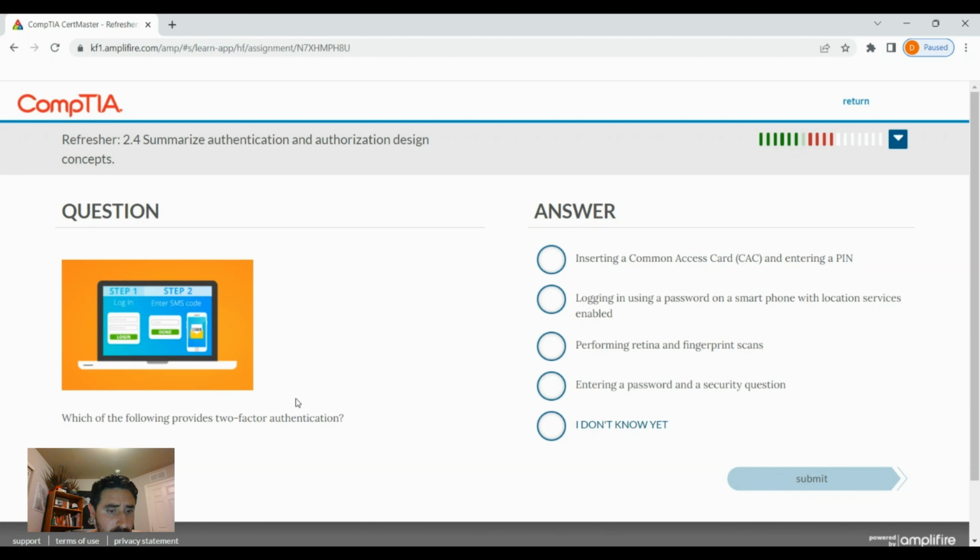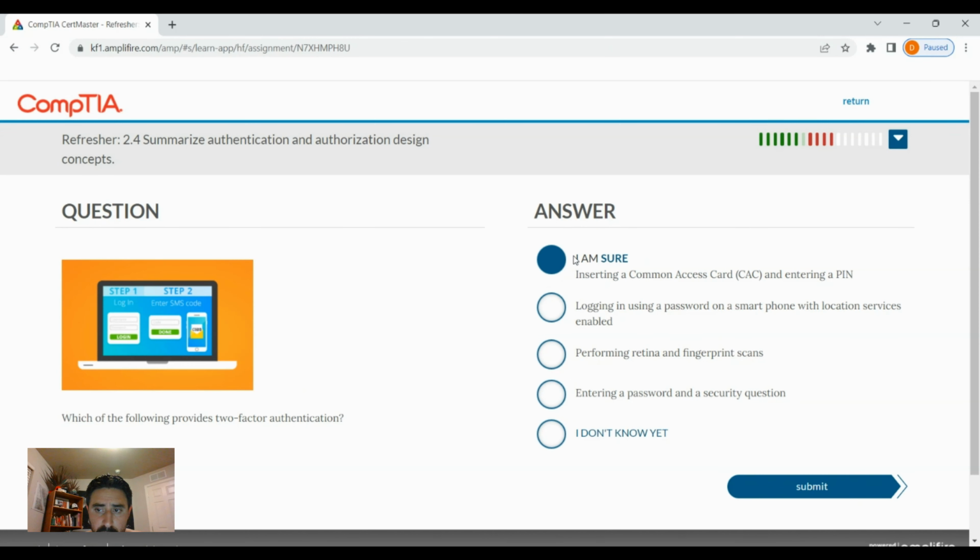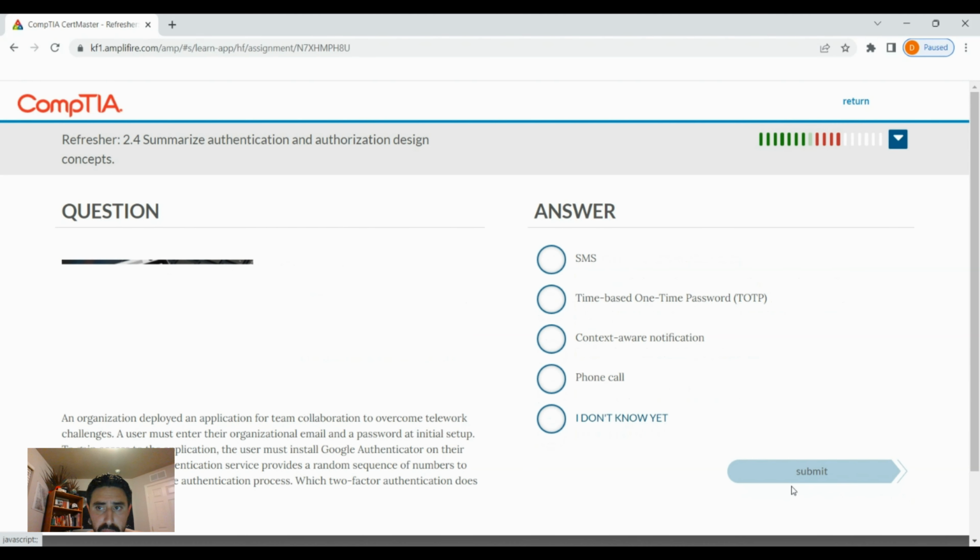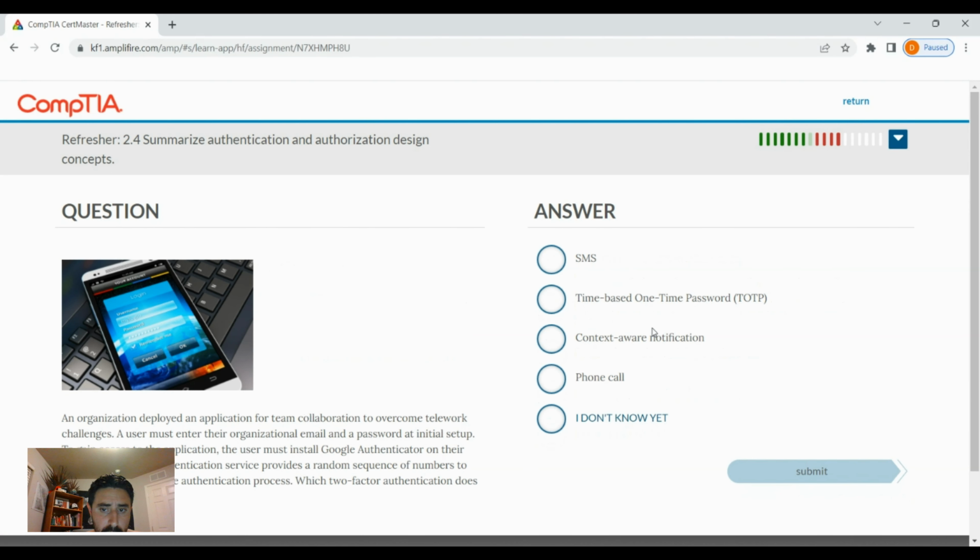Which of the following provides a two-factor authentication? Insert a common access card and enter in a PIN. Yeah, okay.